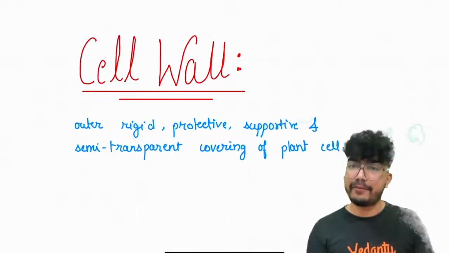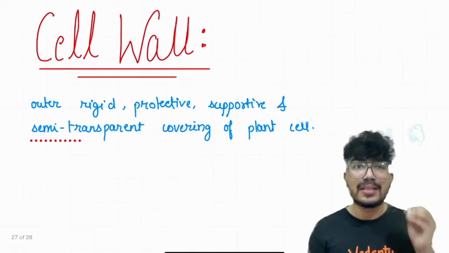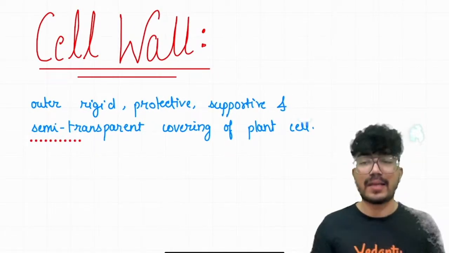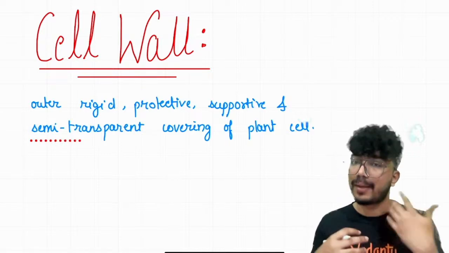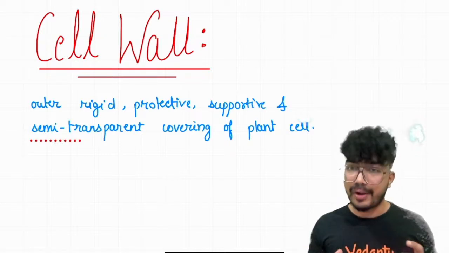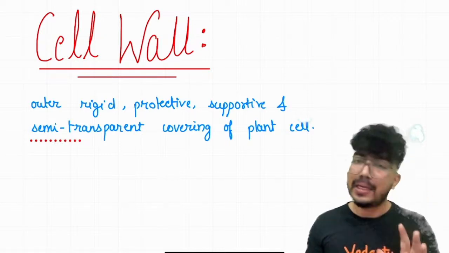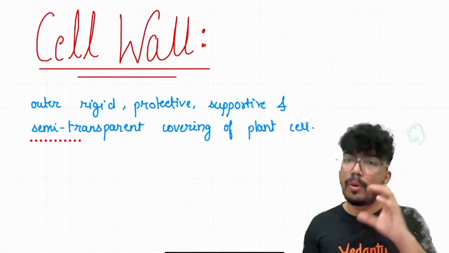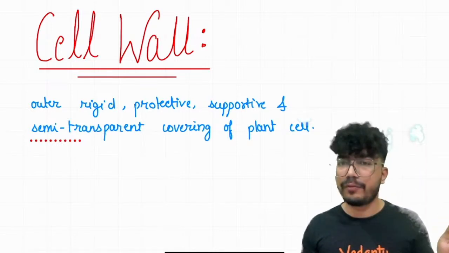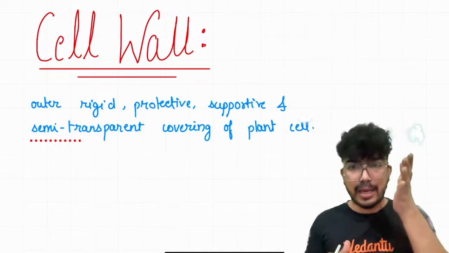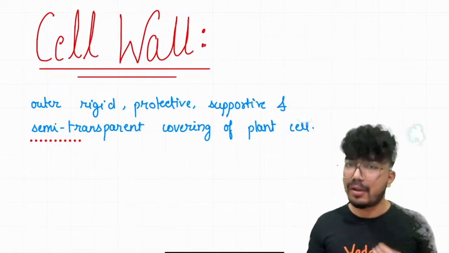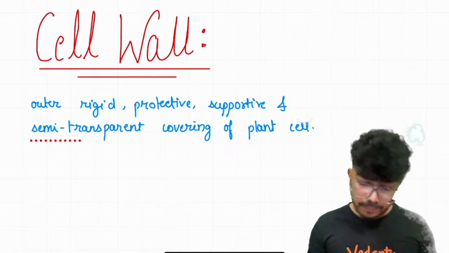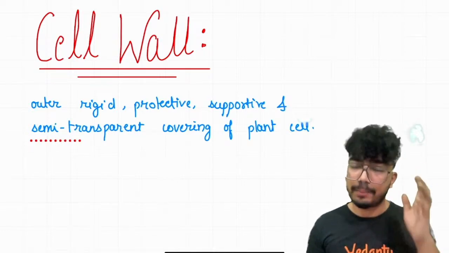This definition itself discusses the function of the cell wall: it provides rigidity to the cell, it provides protection to the cell, it provides mechanical support to the cell, it is semi-transparent. The cell wall is completely permeable to water. It also allows small size molecules to pass through it freely. Only if the molecule is very big in size, if it's a macromolecule, then it is going to resist its movement. So keep this point in your mind.